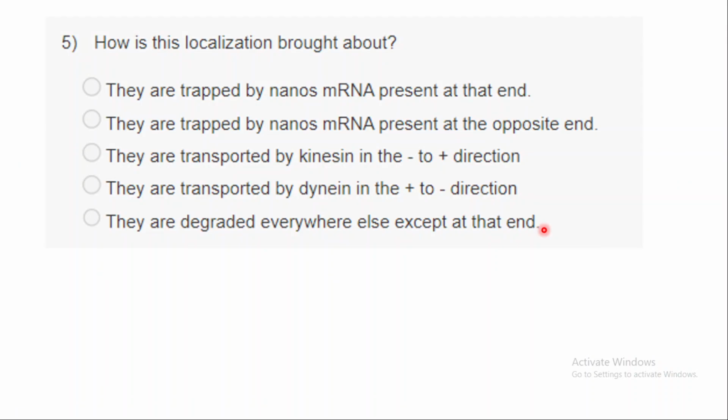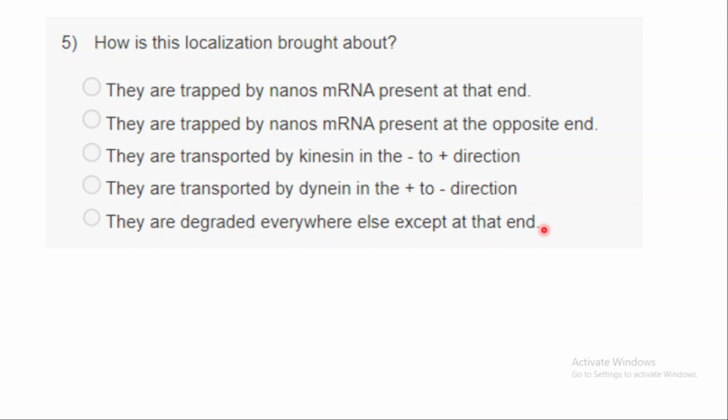And question 5, which is a follow-up of that question: how is this localization brought about? How is the localization of Oscar to the posterior pole brought about? And there are five options this time. Option A, they are trapped by nanos mRNA present at the end. Option B, they are trapped by nanos mRNA present at the opposite end. Option C, they are transported by kinesin in the minus to plus direction. Option D, they are transported by dynein in the plus to minus direction. And option E, they are degraded everywhere except at the end.